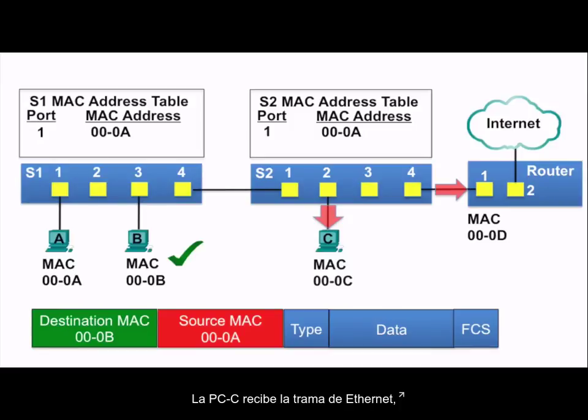PCC receives the Ethernet frame and its MAC address does not match the destination MAC address of the Ethernet frame, so it does not accept the rest of the frame. The router receives the Ethernet frame, examines the destination MAC address against its own MAC address, and notices it is not a match, so it does not receive the rest of the frame.